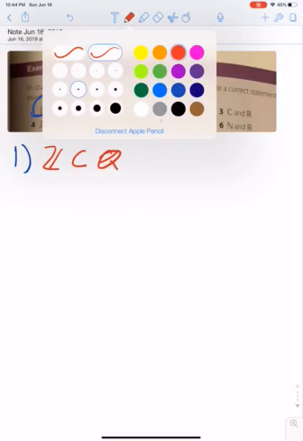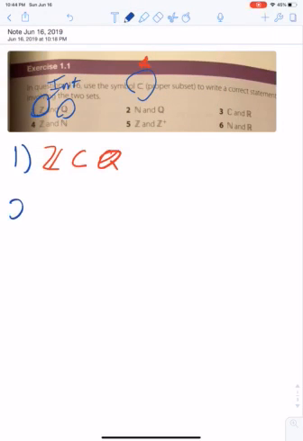Okay, for number 2, what's bigger, the natural numbers or the rational numbers? Well, obviously the natural numbers are even smaller than the integers, so again, Q is going to be bigger. So I would say N is a subset of Q.